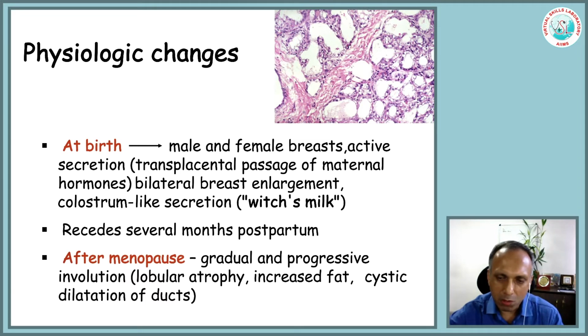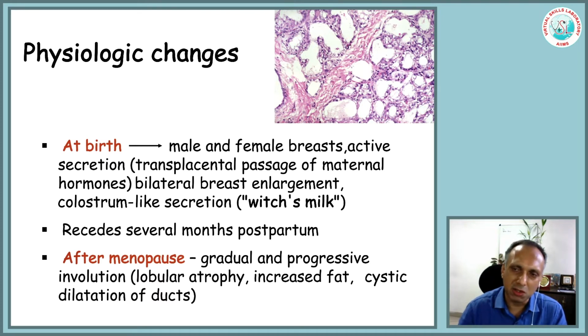And after menopause, also some changes occur which are physiological. These are gradual and progressive involution, which means that the terminal duct lobular units undergo atrophy. The fibrous tissue is more or less replaced by fat, and there may be some cystic dilatation of the duct.